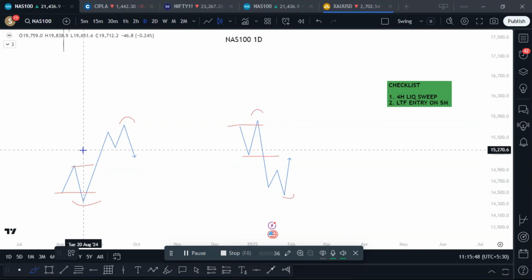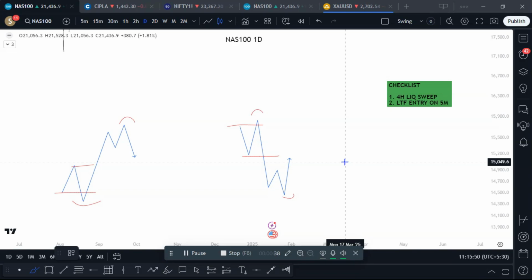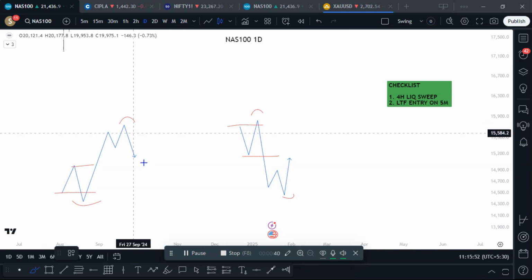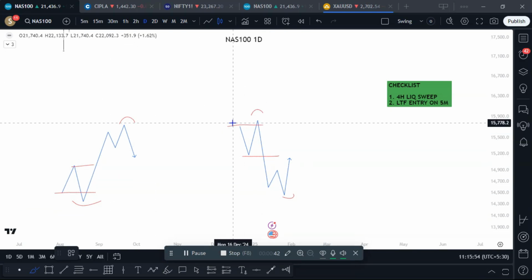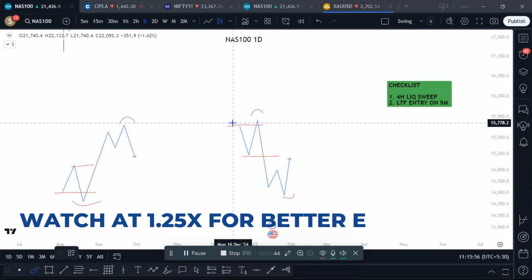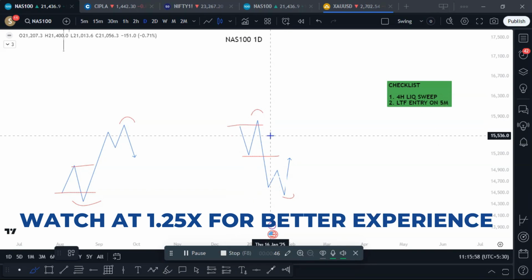Now in this we don't trade breakouts, we don't trade breakdowns, we will trade between the range, because most of the time price is stuck in a range. That's why we will trade between the range, and here is our edge.